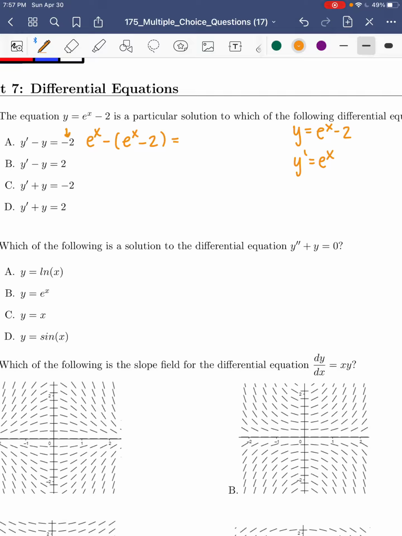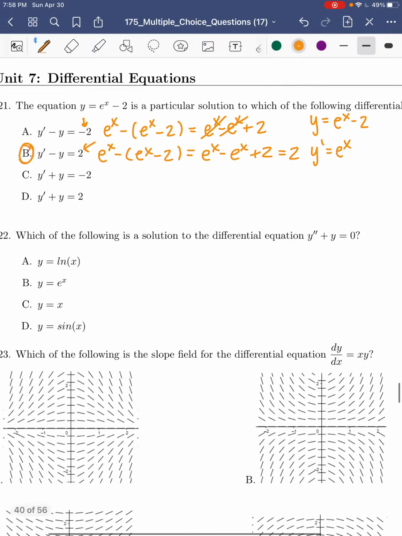So if I simplify this, it's going to equal e to the x minus e to the x plus 2. The e to the x's will cancel, but I'm left with a positive 2, not a negative 2. Notice B, that's exactly what I wanted. e to the x minus e to the x minus 2 is going to be e to the x minus e to the x plus 2, which equals 2. And that's exactly what we wanted here, so B is our answer. If you check C and D, none of those would be correct.